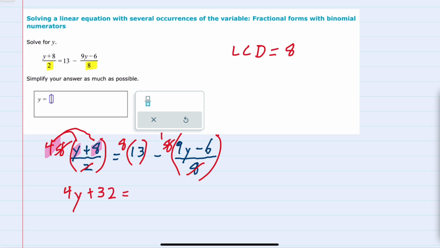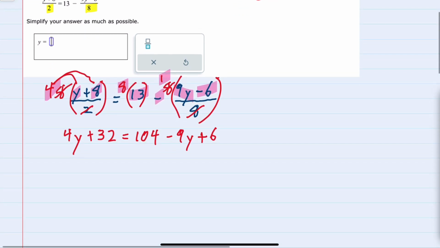On the right-hand side, our first term, 8 times 13, would be 104. And then we have to be careful with this minus 1 that is being distributed inside the parentheses. Minus 1 times 9y would be a minus 9y, and minus 1 times a minus 6, a plus 6. And we can see now that we no longer have fractions.